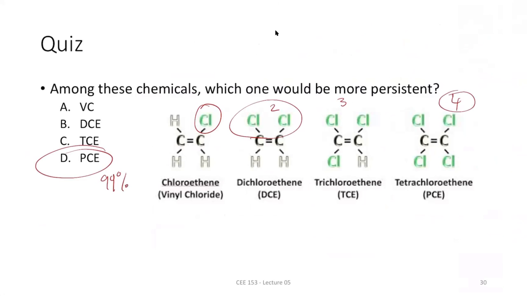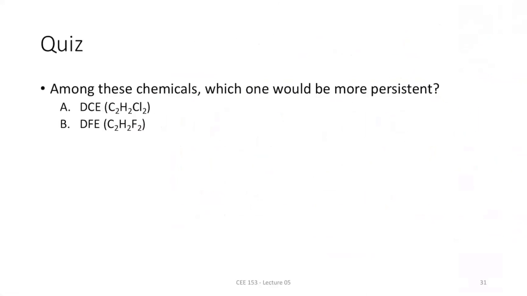Right. So let's see. Among these chemicals, which one would be more persistent? Again, look at the number of halogens as well as the type of halogen atom.